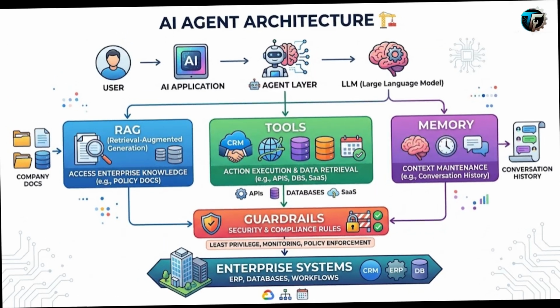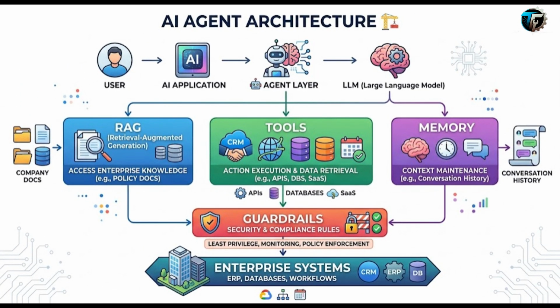Now let's put everything together. The user interacts with the AI application. The agent coordinates the workflow. The LLM provides reasoning. RAG provides enterprise knowledge. Tools provide access to APIs, databases, and business systems. Memory can maintain relevant information across interactions. And guardrails control what the agent is allowed to do. This is starting to look like a real enterprise AI architecture.